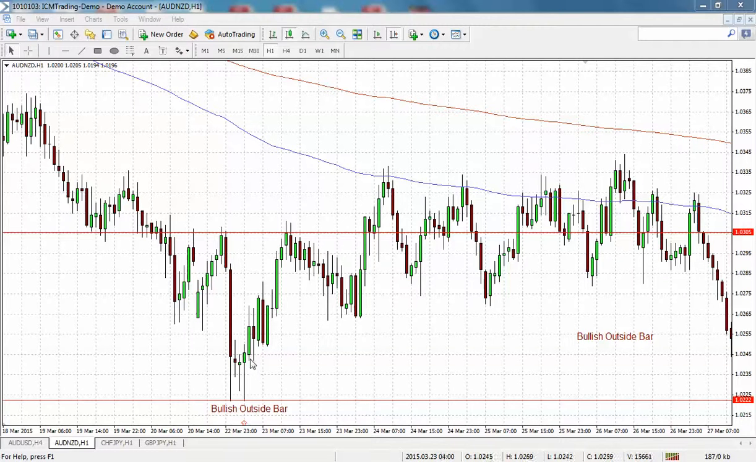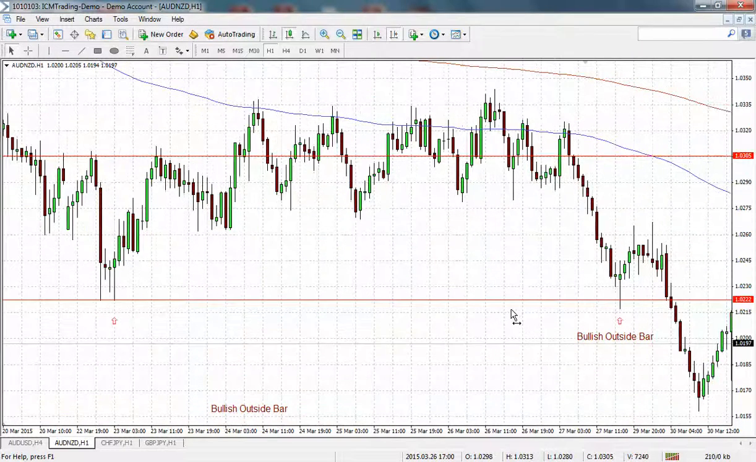Preferably you want to see a bullish outside bar with a long wick at the tail. You want it to have a very long tail. You don't want it to be a small tail because then it's not a very strong bar. You want to have a large bar with a huge tail, and oftentimes you would want this close to be much higher than the previous close, and we'll get to some better examples.